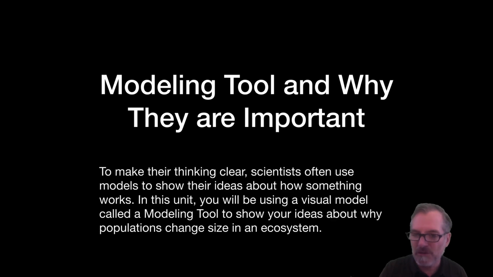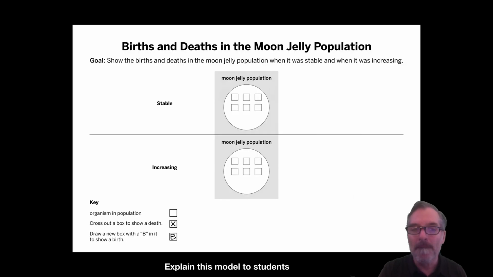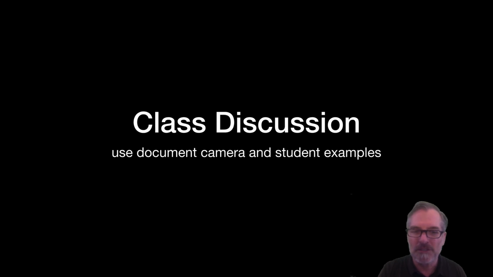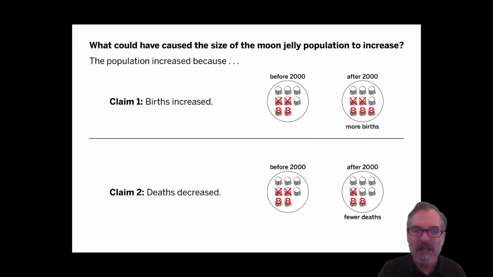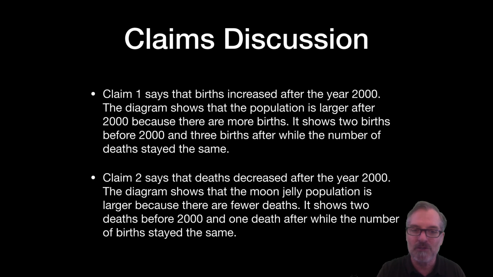So then we asked you to create a graph, or I'm sorry, a model. And so with this, you were creating that model. I think this one might be for the jelly population. And then the first claim was this. What could have caused the size of the moon jelly population to increase? Well, one claim could be the births increased, or two, the deaths decreased. And these models represent that. So your job is to figure out, with evidence, which claim is going to be true.